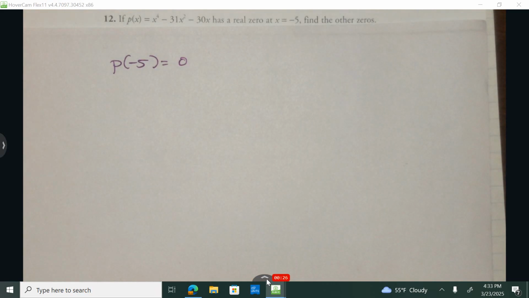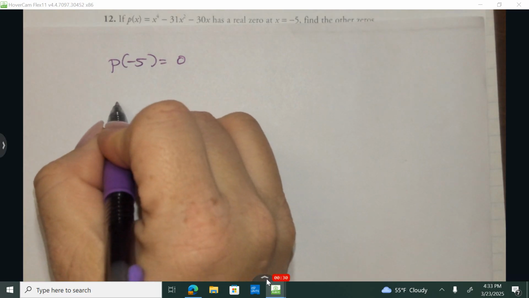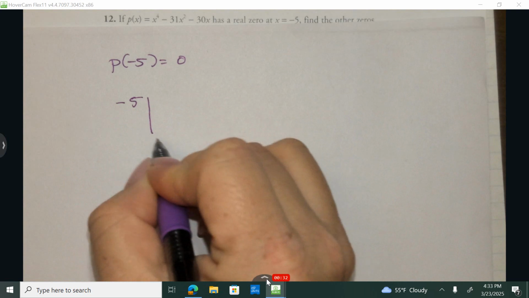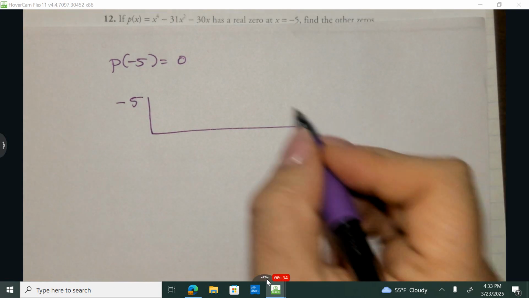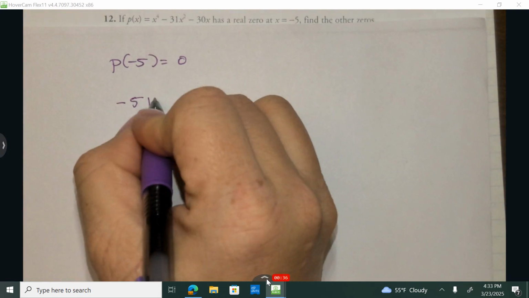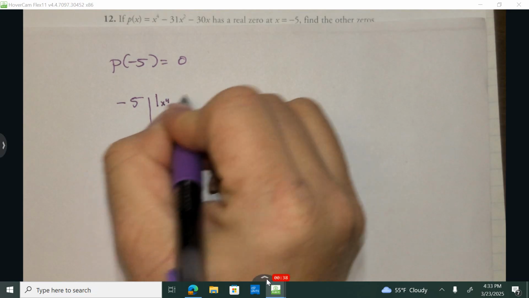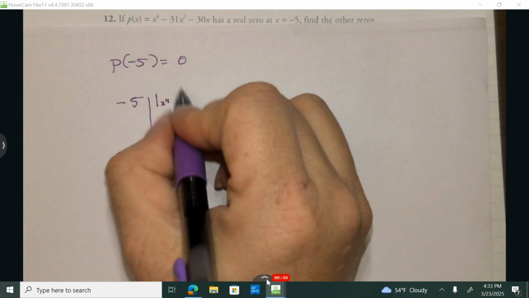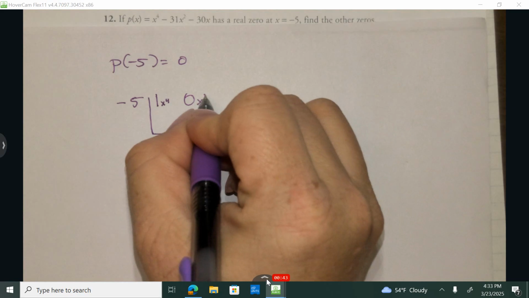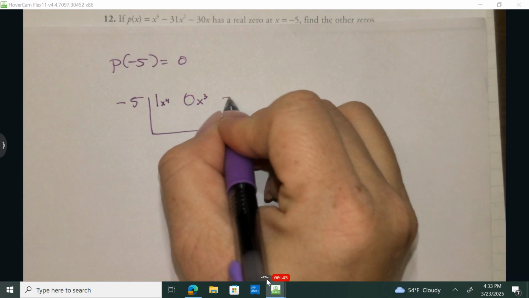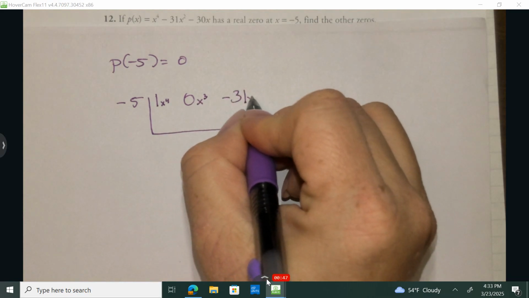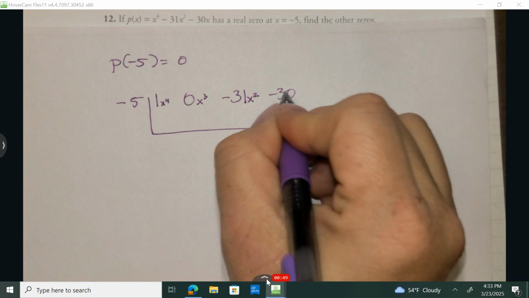We want to find all the other zeros. There's a couple different ways we can do this, but we're going to go back to this idea of using synthetic division. So the highest exponent is to the fourth, so 1x to the fourth. Okay, notice that there's no x to the third, so 0x to the third. If you miss that, you're not going to get the right answer. Minus 31x to the second, minus 30x to the first.